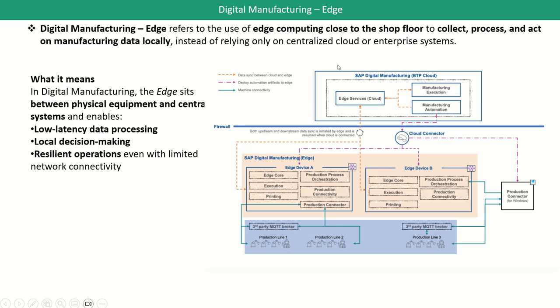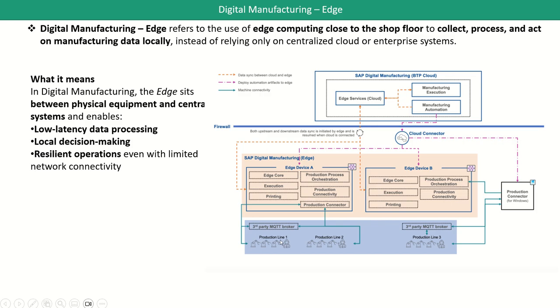If the connection from the SAP Digital Manufacturing cloud to the on-premise system is broken, in that case also the edge device will give you the ability to perform the production processes, and everything will be stored at the edge level. And then whenever the connection is back, it will be synced to SAP Digital Manufacturing on cloud.